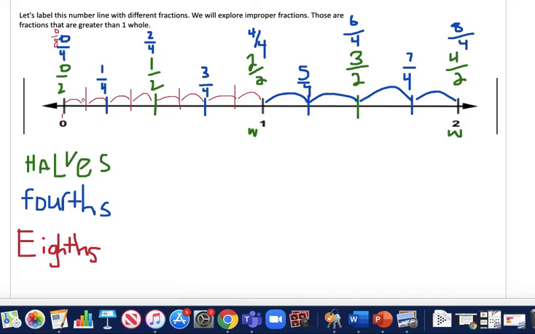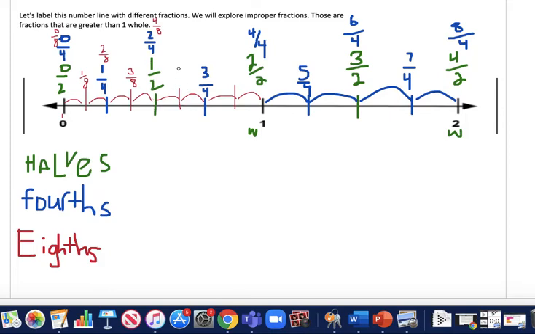8. One more jump. This is 1/8. Another jump. This is 2/8, which we see is equivalent to 2/4. Take another jump. 3/8. Another jump, which is 4/8, which is also equivalent to 2/4, 1/2.